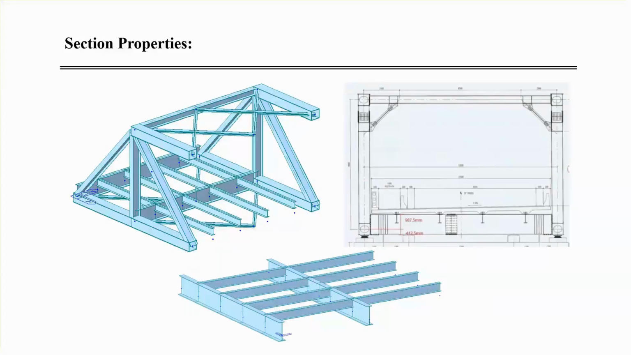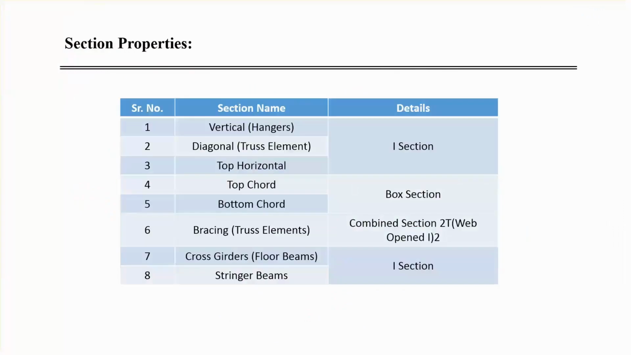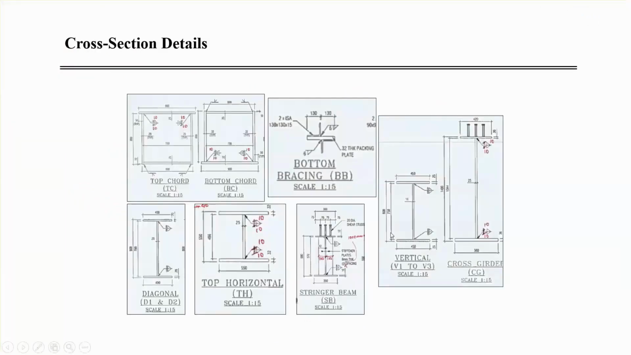Okay, I'll come back to this slide later. Let's go back to the software. Now what we will do is define one material property, and out of the 8 sections we will define 3 section properties: one I section, one box section, and one combined section. So you will get to know how the sections can be created in the software. We will use this vertical section, create one as the top chord, and create this bracing, which is the combined one.